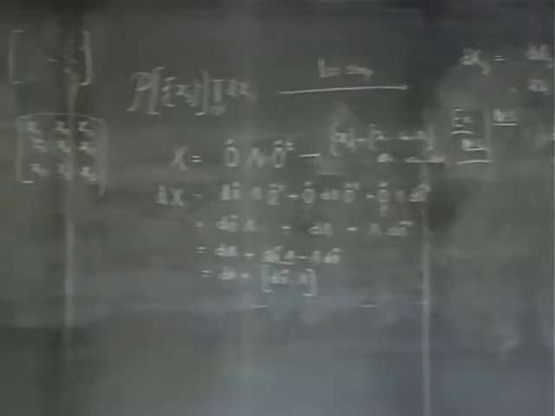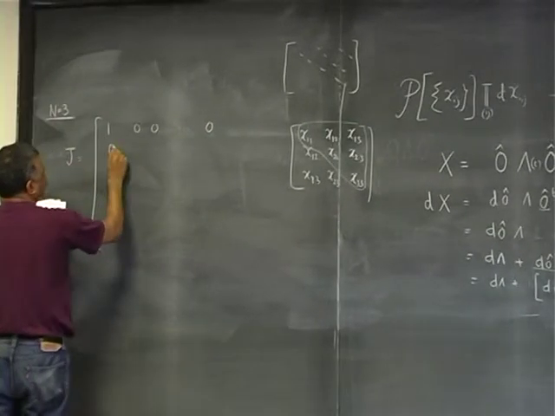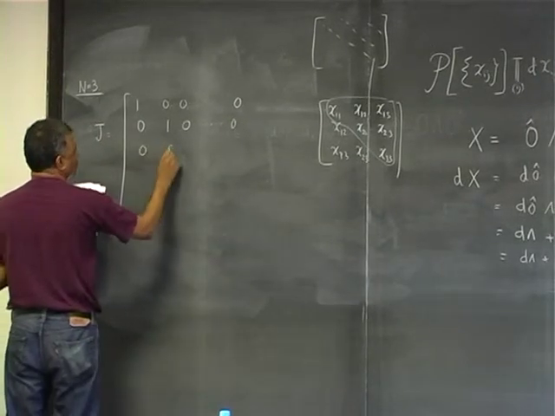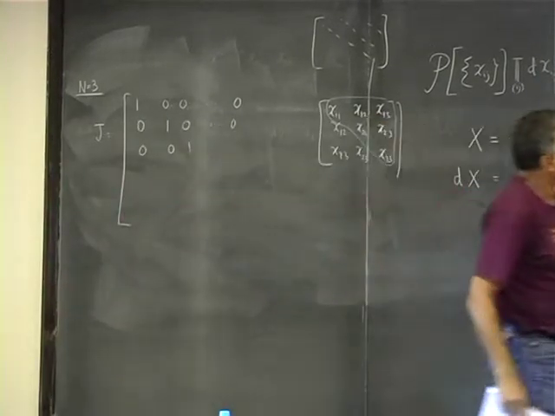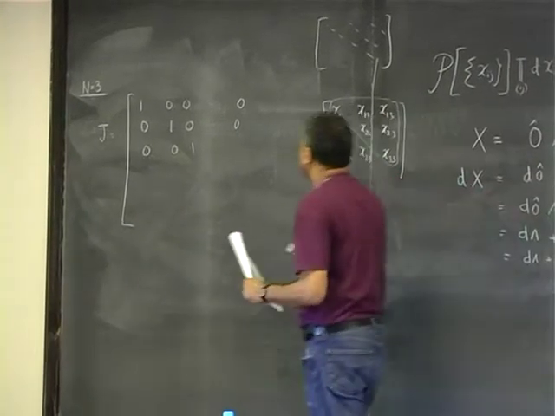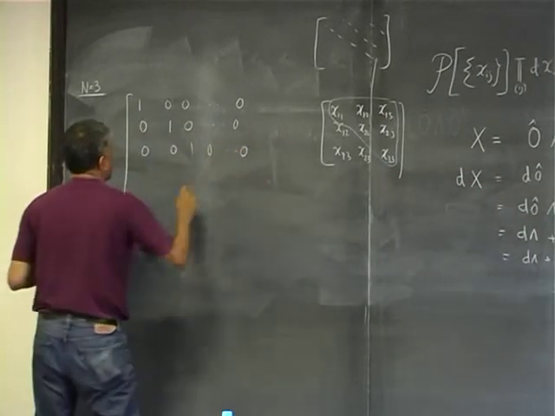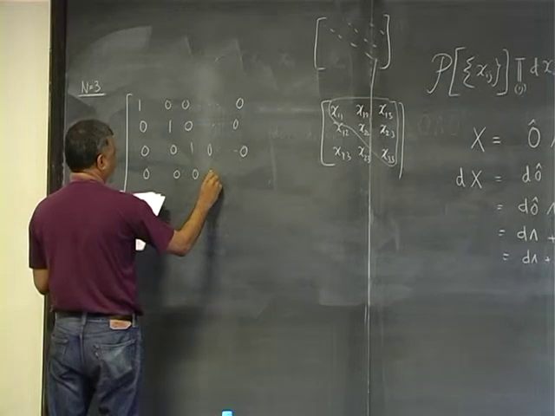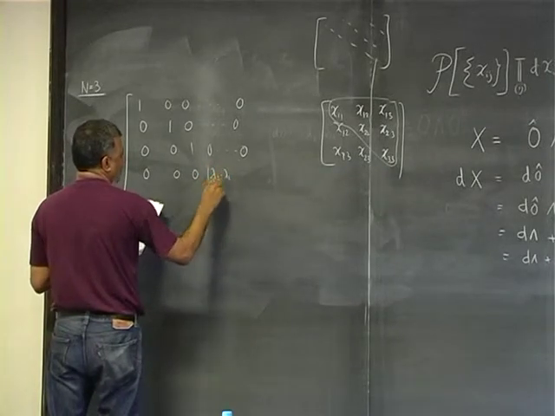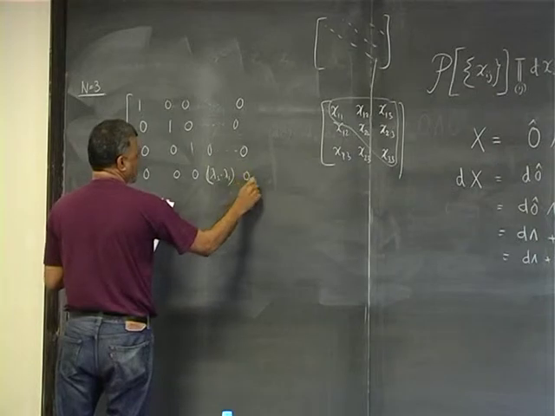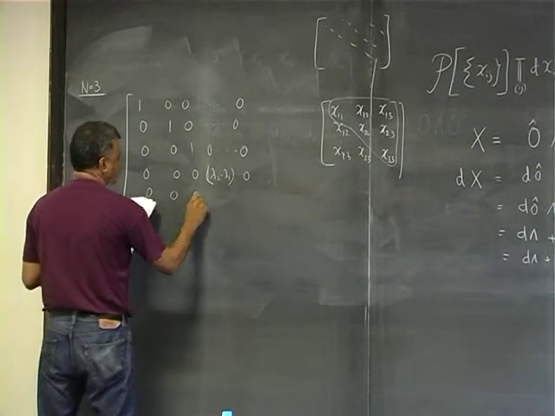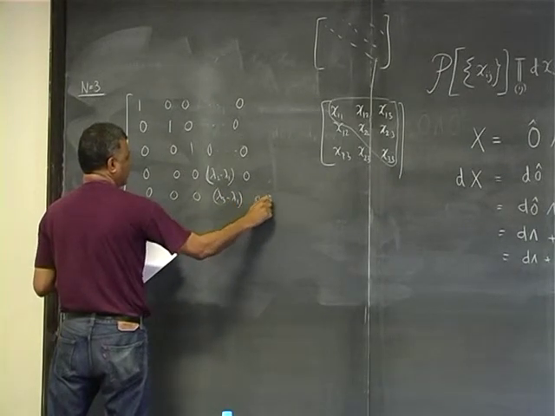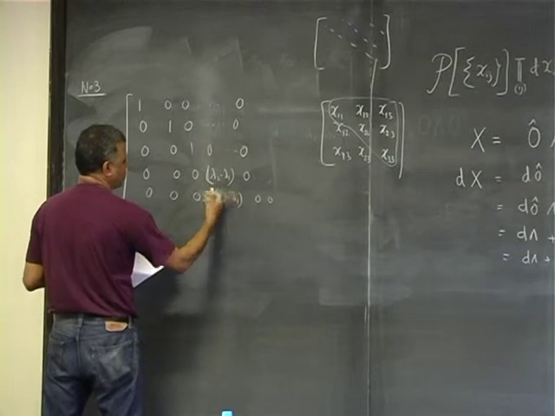Basically it will be 1, 0, 0, and five zeros, then again 0, 1, 0, 0, 1. The third one is also 0, 0, 1. These correspond to these 3 guys. And then you will have 0, 0, 0, and here you have lambda 2 minus lambda 1, and then 0 again. Then 0, 0, 0, lambda 3 minus lambda 1, and then 0, 0, and 4.